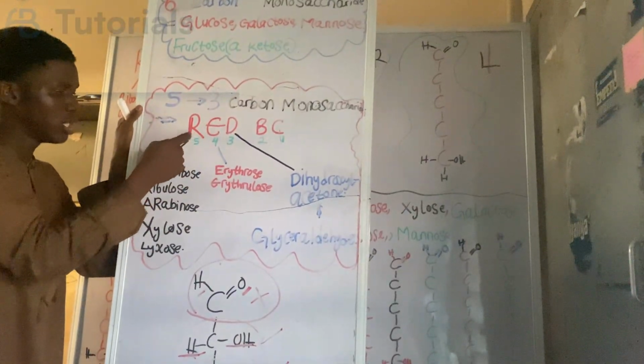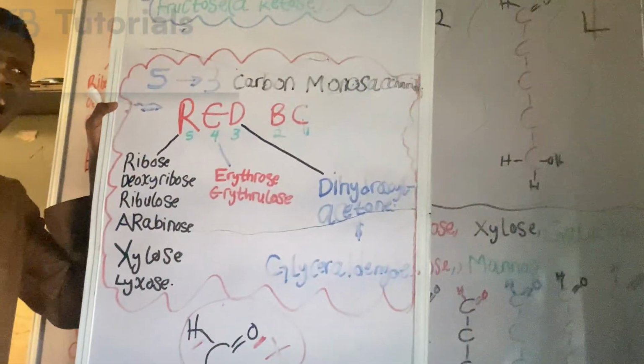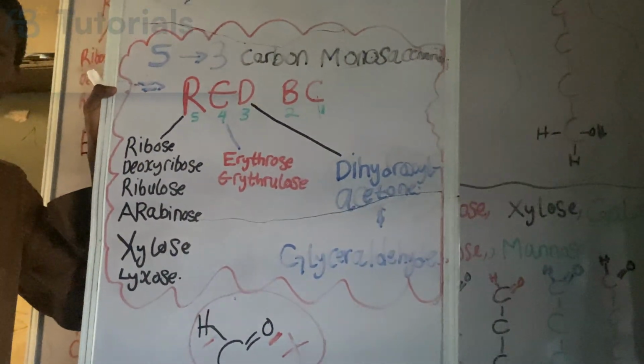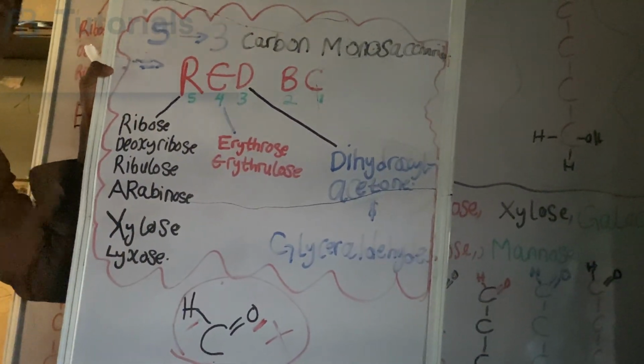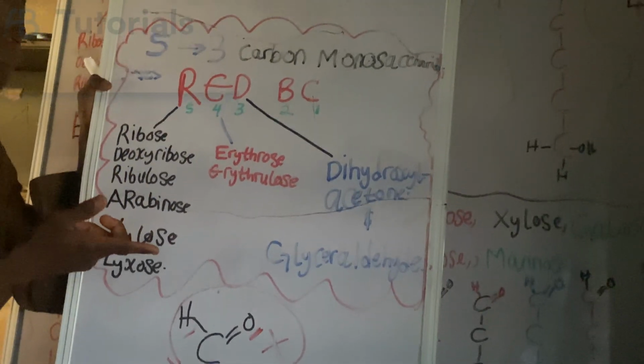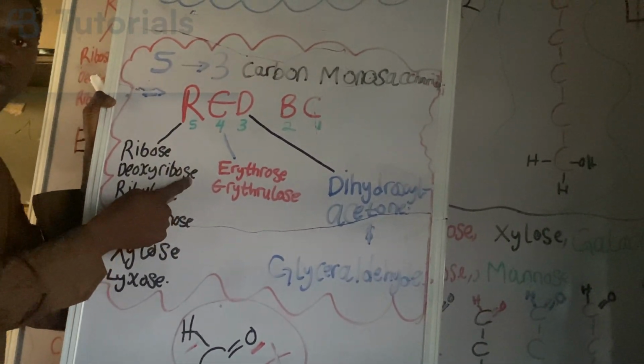So this R is for ribose. Immediately after ribose, the next thing that should come to your mind is deoxyribose, a ribose from which oxygen has been removed, hence deoxy. I hope it is clear. So after ribose, we have deoxyribose.